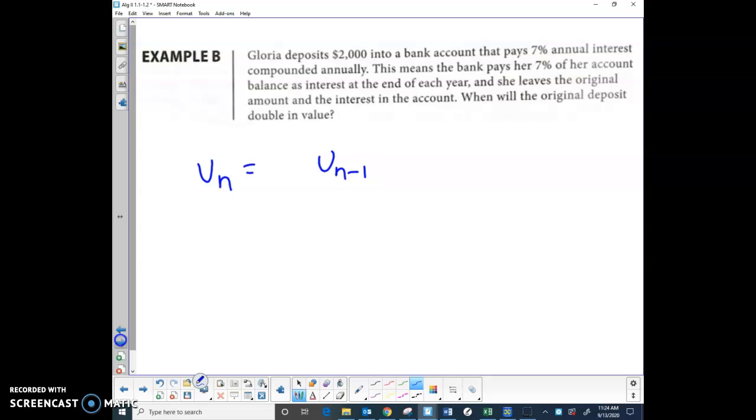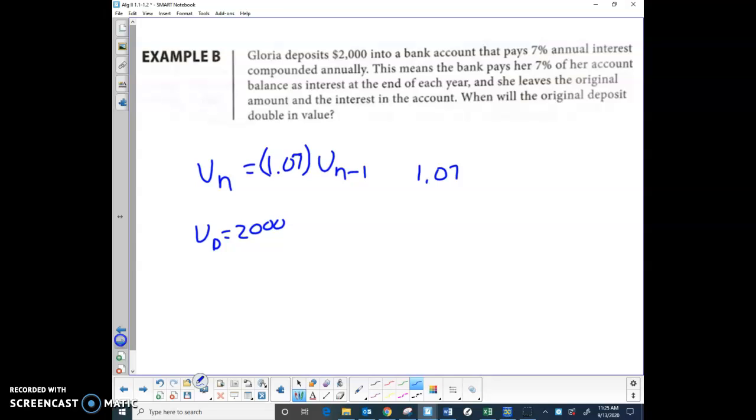To write our recursive formula, we have u sub n and u sub n minus 1. We're starting at $2,000, which would actually be year 0, and it's growing at 7%. If we multiply u sub n minus 1 times 0.07, that's going to give us our interest. Remember, we want the interest plus the amount that was in there to begin with. That's where this 1 comes into play, so 1.07.